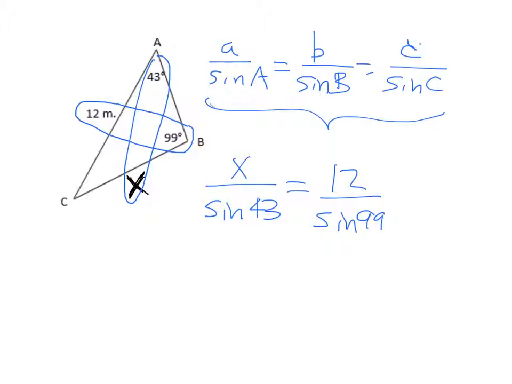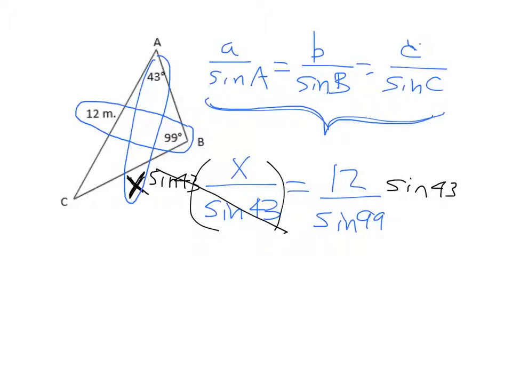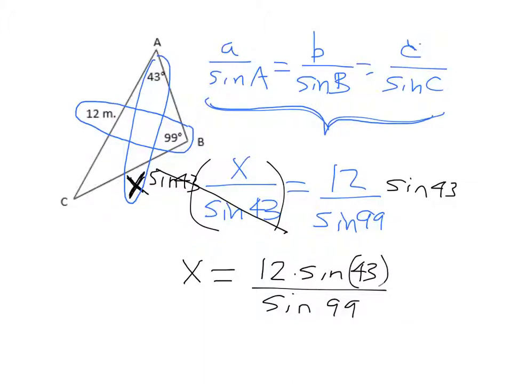So you can think about the formula, and you can write down little a's and b's and c's if you'd like, but it's better maybe just to think about it as the side on top and then the sine of the angle below. In this question, we could actually get x by itself very quickly by multiplying both sides by the sine of 43. I guess you could do some cross multiplying, but this is actually the fastest way to get the x by itself. X is equal to 12 times the sine of 43 degrees divided by the sine of 99 degrees.